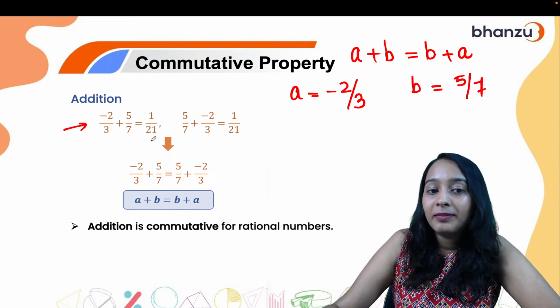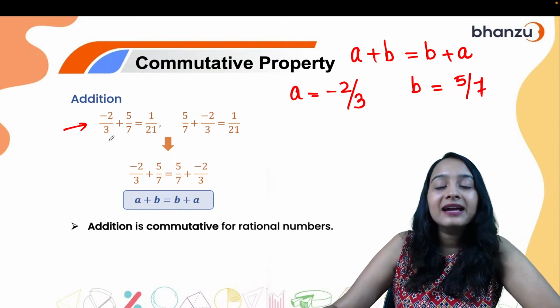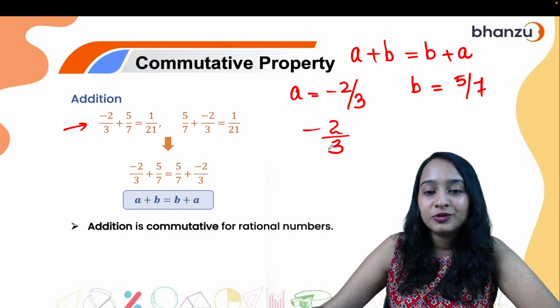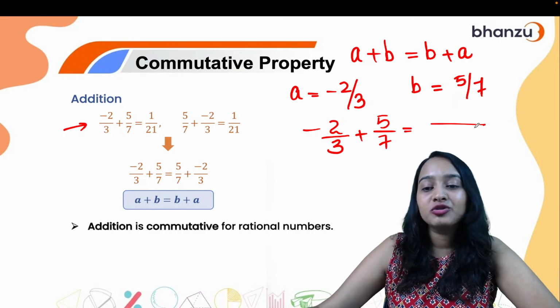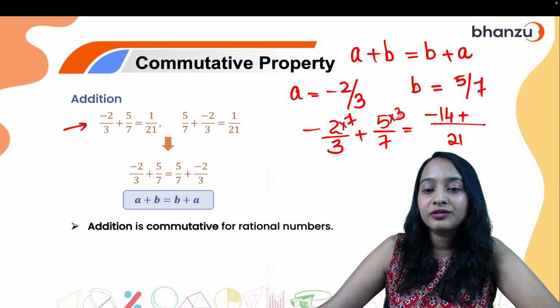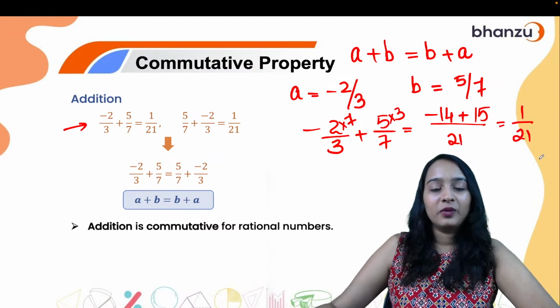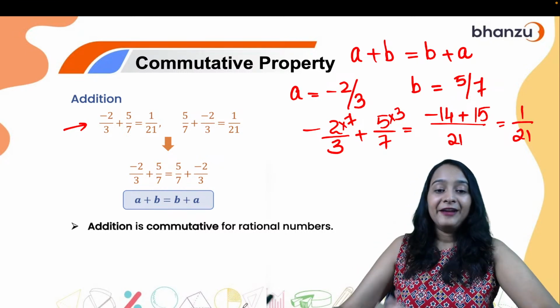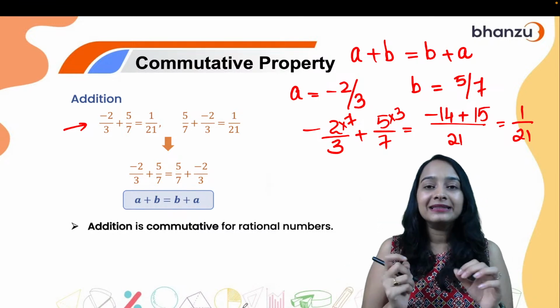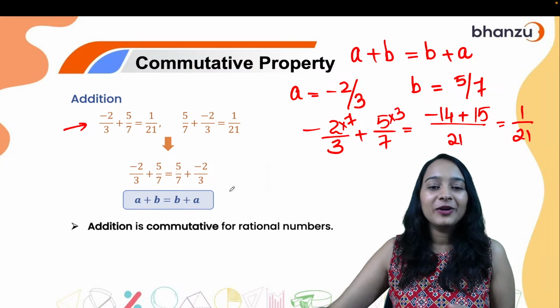I am getting 1 by 21. How did I add? Same LCM method. Let me quickly show it to you here. Minus 2 by 3 plus 5 by 7. The LCM has to be 21. So you multiply this with 7, you get minus 14. Plus you multiply this with 3, you get plus 15. So it is 1 by 21. If I add 5 by 7 with minus 2 by 3, I am again going to get 1 by 21.